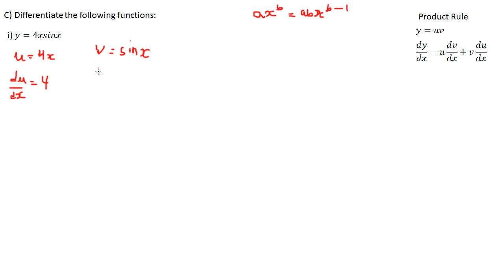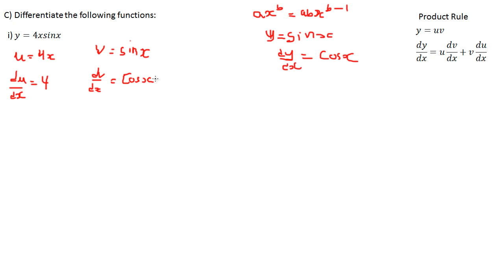Now for dv/dx we've got to use trigonometry to differentiate sine x. If you have y equals sine x, the differentiation of y will be cos x, a positive cos. So that means this part here becomes cos x.